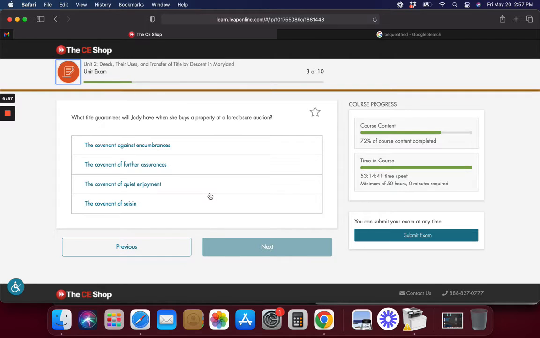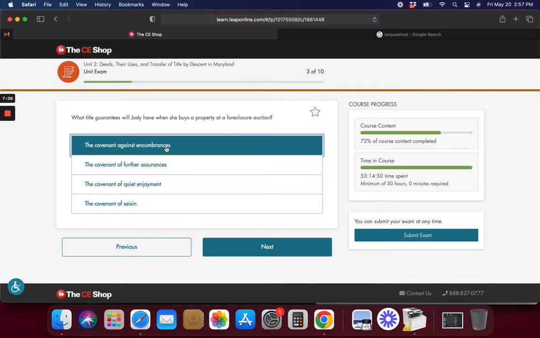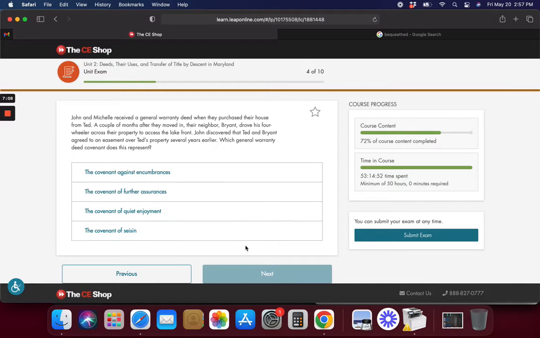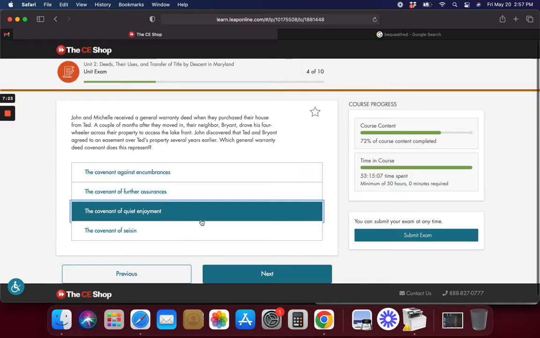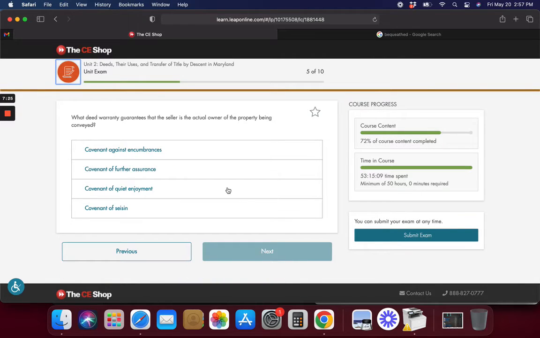Okay, what title guarantees will Jody have when she buys property at a foreclosure? I'm thinking this one. All right. They received a general warranty deed when they purchased their house. After a couple months, they moved in. Which general warranty do they have? Bryant drove his four-wheeler across the property. I'm thinking quiet enjoyment.